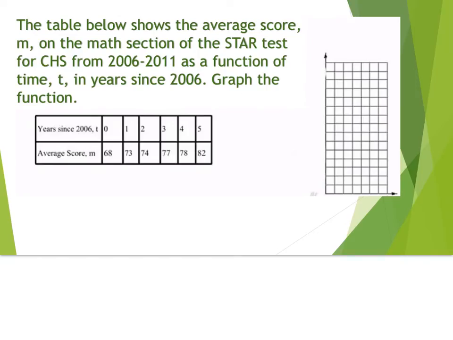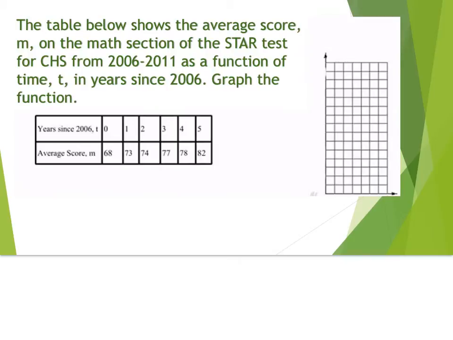All right, next example, we have this table showing the average score on the math section of the STAR test, which you guys just took, for CHS from 2006 to 2011 as a function of time. So as time goes on, we're going to see what happens to the average score.